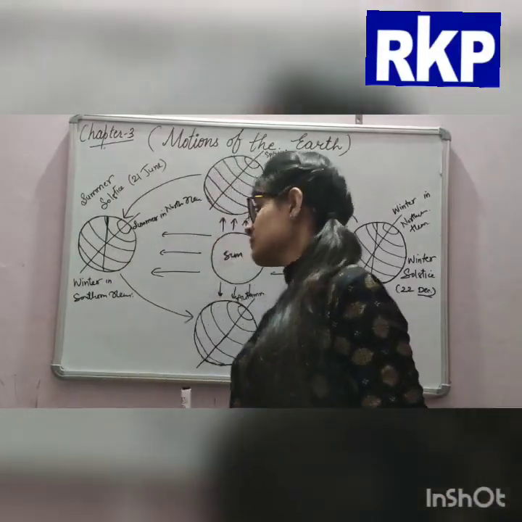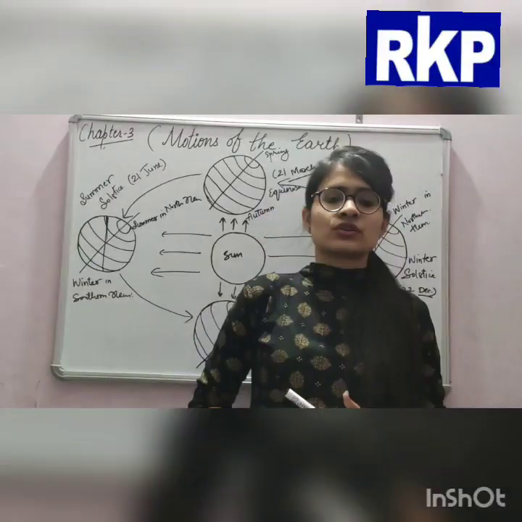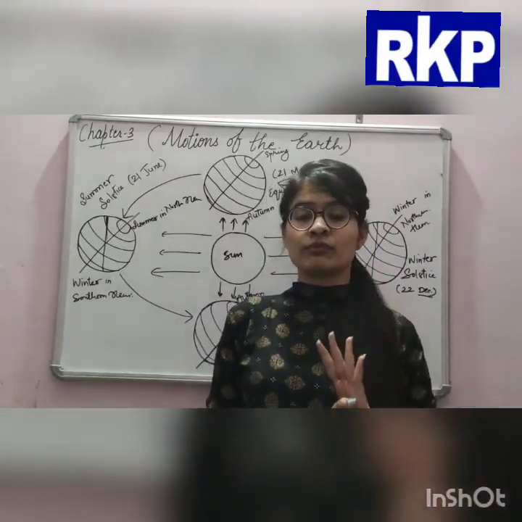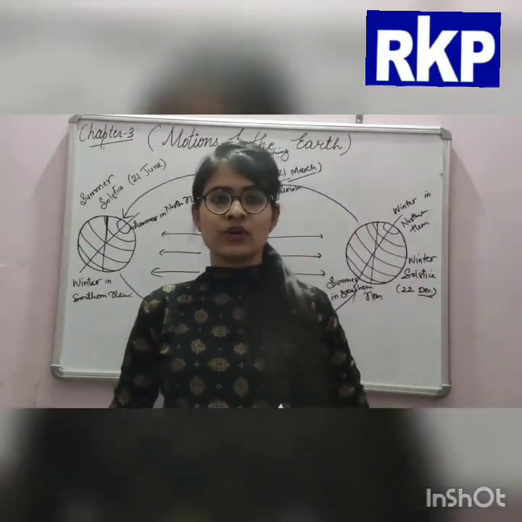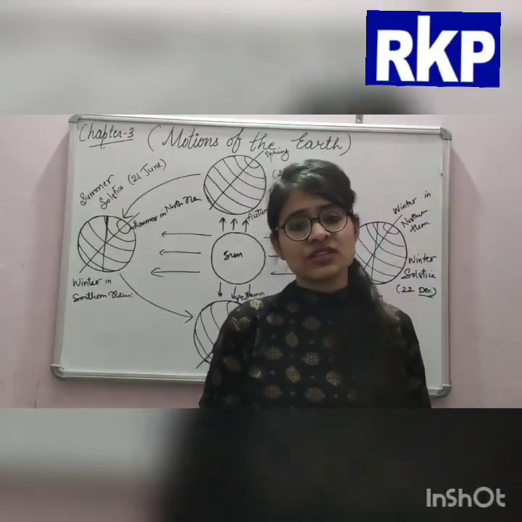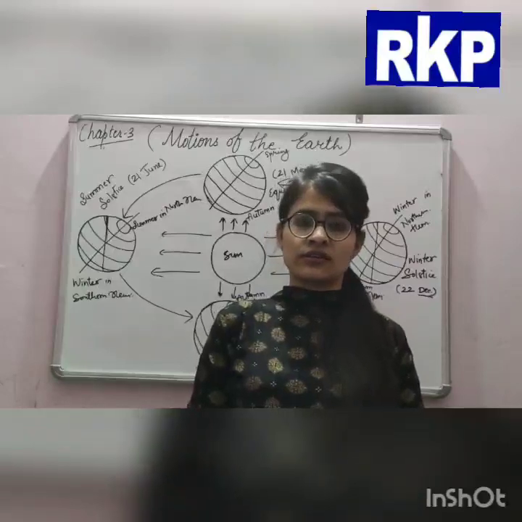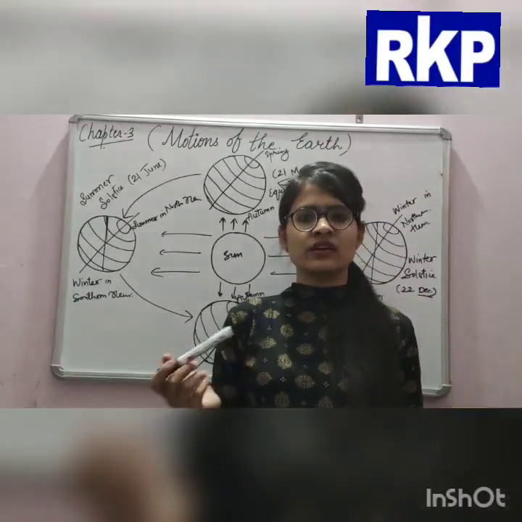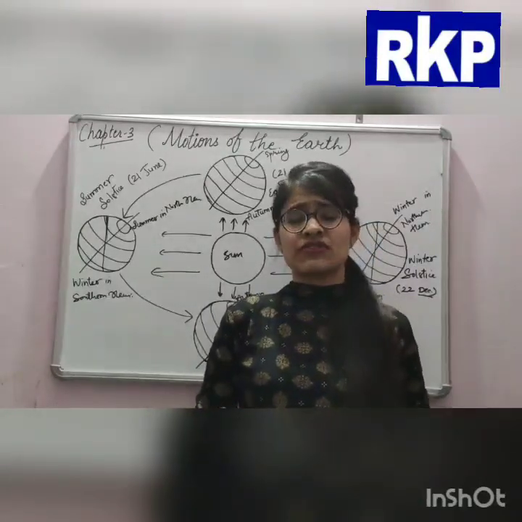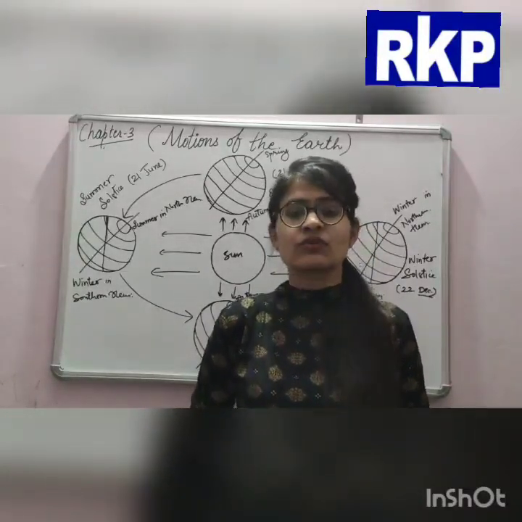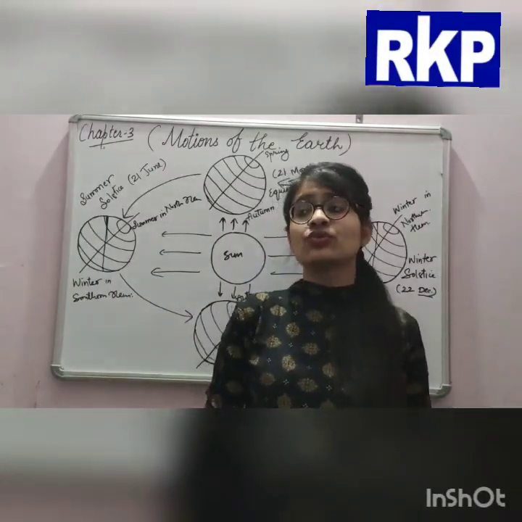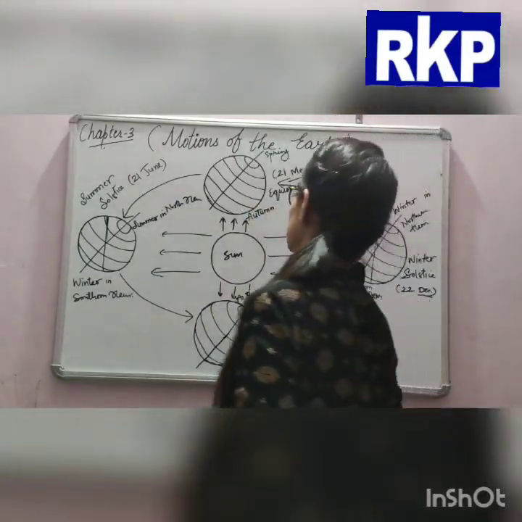Okay, so we know that a year is usually divided into 4 main seasons, that is summer, winter, spring and autumn. These are the main seasons into which a year is mainly divided. So why do seasons change? What is the reason behind them? Seasons change due to the tilt of the axis.